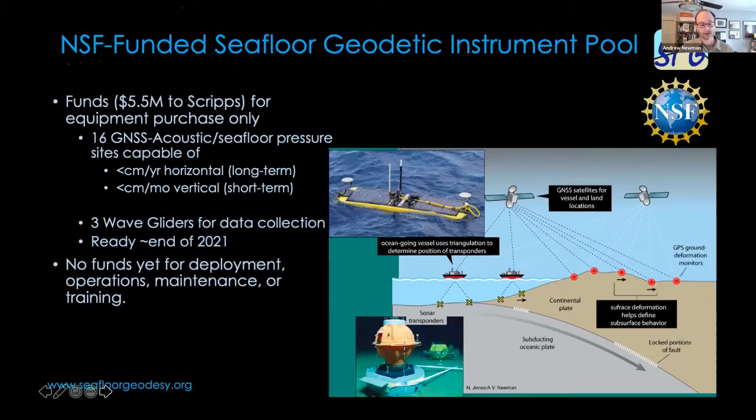With this, we're also able to acquire 3 wave gliders for data collection. These are autonomous offshore vehicles that move due to the differential in wave motion on the sea surface and that just beneath it. These interrogate the sea floor and relay data back to land. So what we have right now is equipment for the building, but we don't have money for deployment, operations, maintenance, or training, nor do we know exactly where we're going to go with this yet.